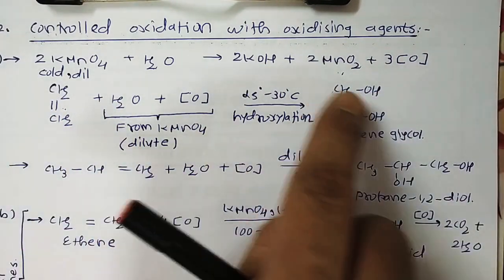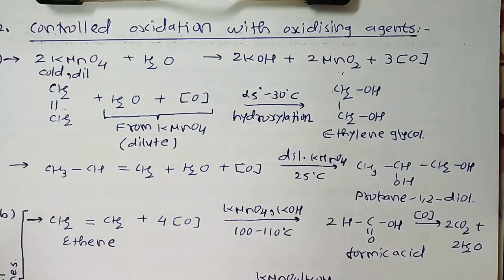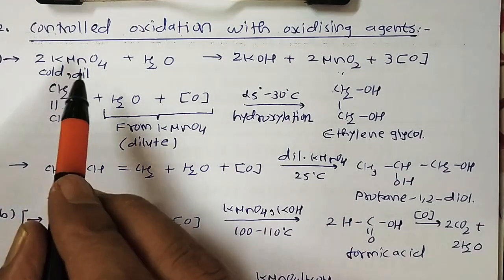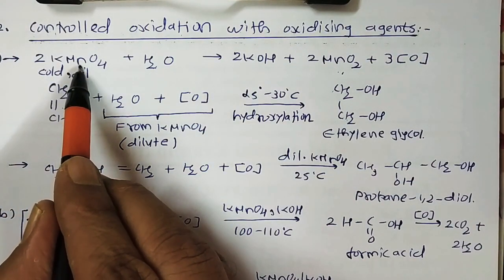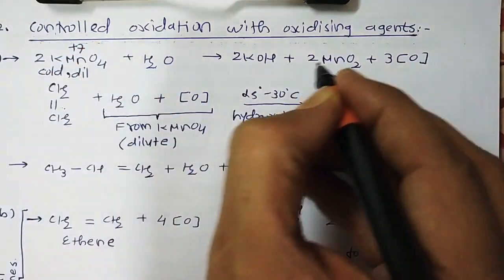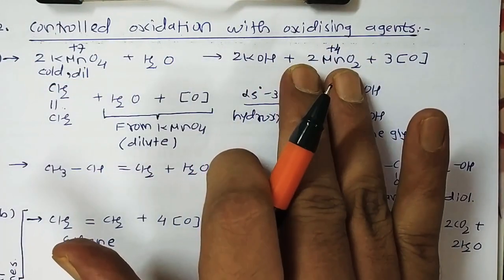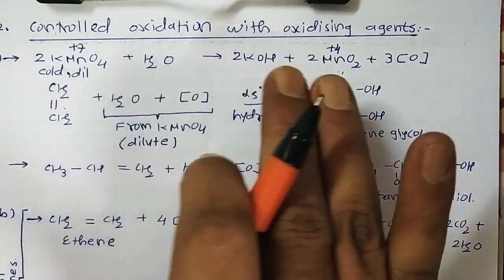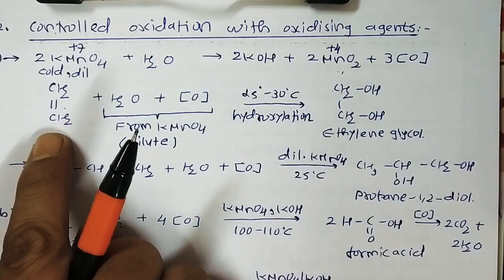In a simple manner, two hydroxyl groups are added across the double bond. So it's a simple reaction. Once again, here you have cold and dilute KMnO4. As we know, the oxidation state of manganese in this case is +7, and it is converted into what? +4. So it means KMnO4 is reduced. So it gains electrons. It means that it oxidizes the opposite compound, like ethene.